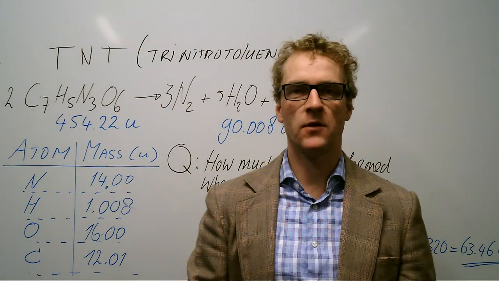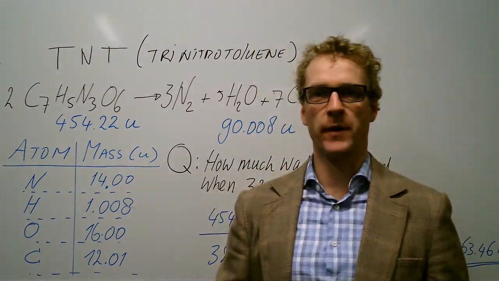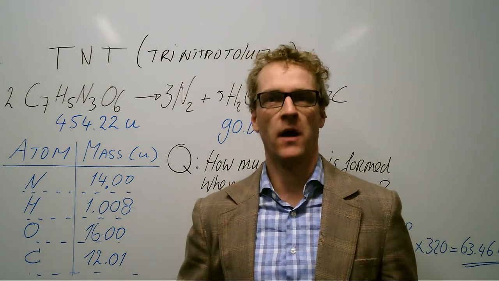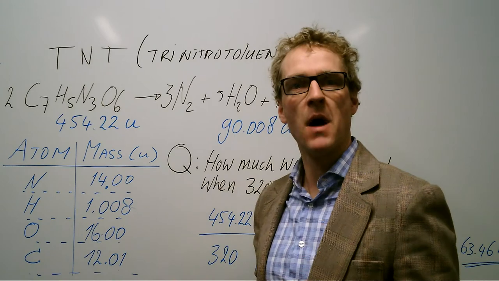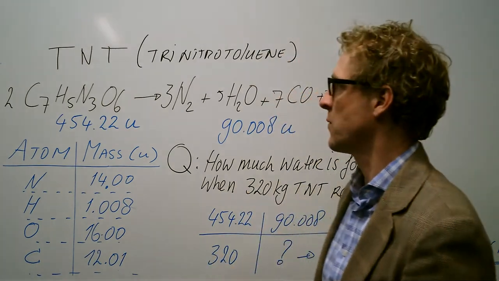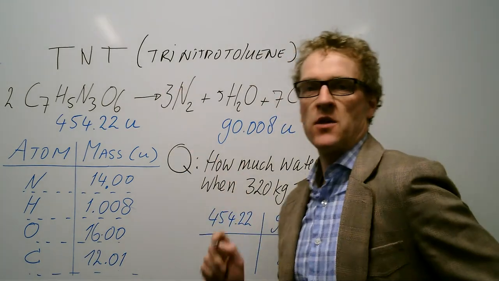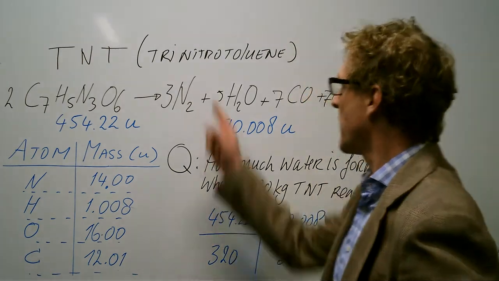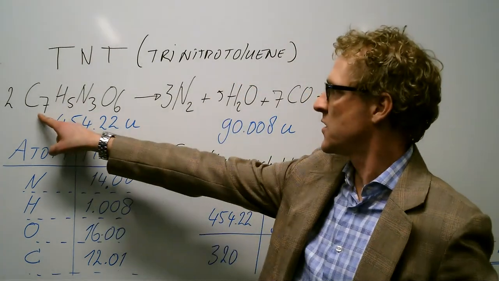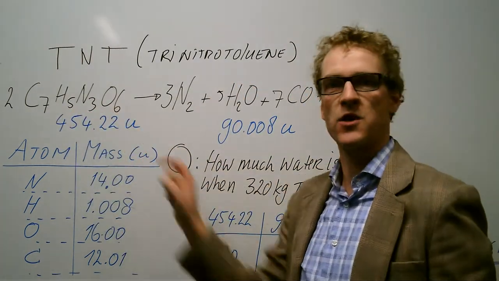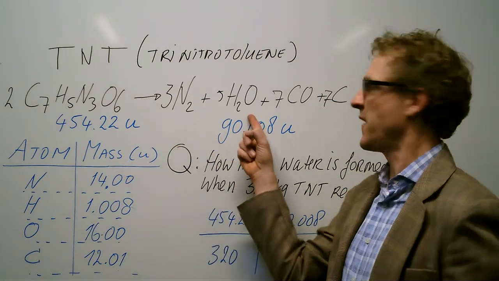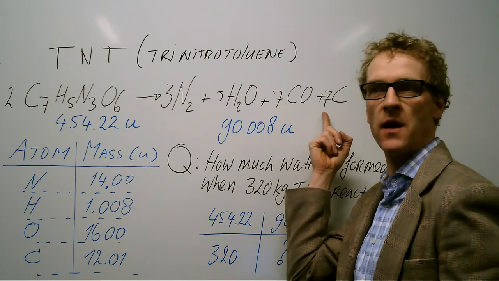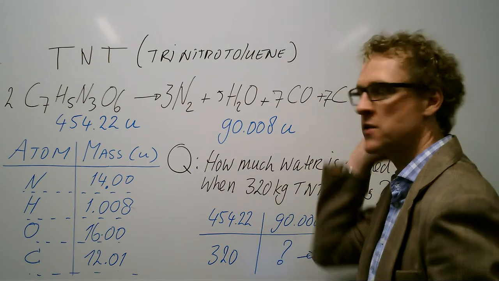Welcome. Today in chemistry we'll talk about atomic masses and their ratios and how to calculate weights, masses with our ratios. As an example, here's TNT, trinitrotoluene, C7H5N3O6, which turns into nitrogen gas, water vapor, carbon monoxide, and soot particles, carbon.